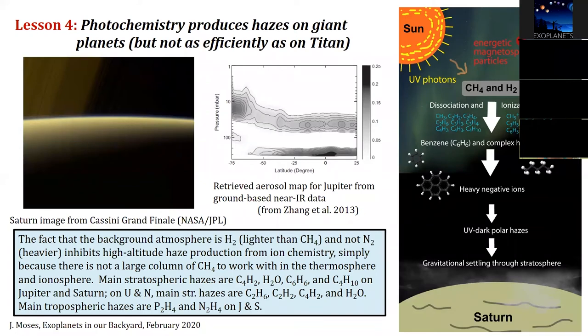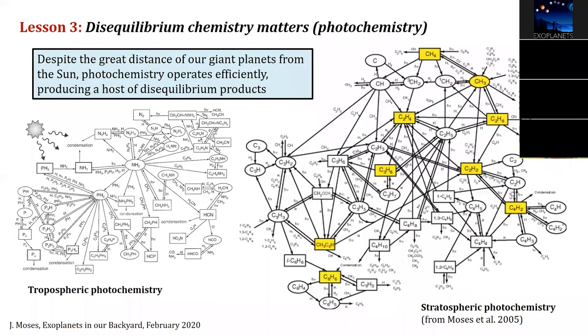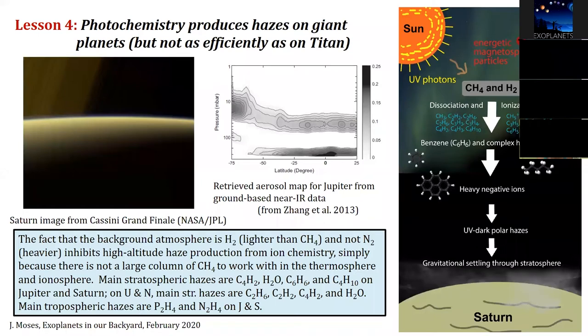Some of those molecules actually condense, you know, some of the more refractory things on Jupiter and Saturn, and some of the more volatile things, even on Uranus and Neptune that are very cold, will condense to form hazes in the stratosphere. So there can be photochemical hazes. An extreme example of that in our solar system, of course, is Titan.